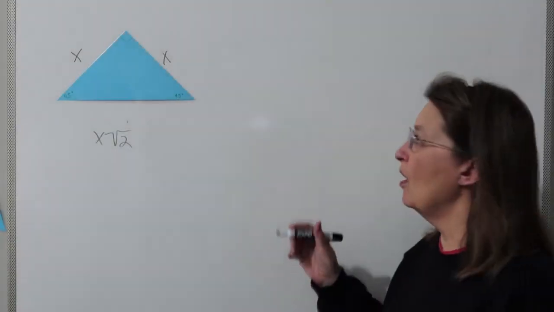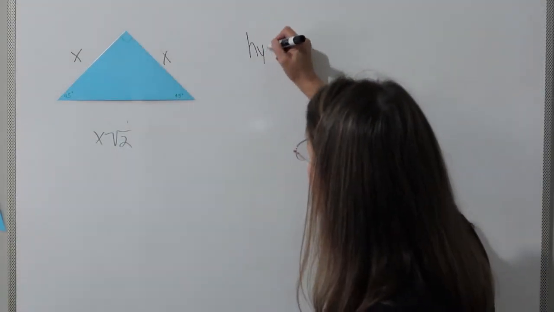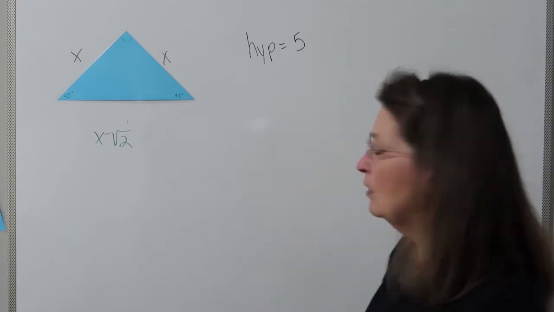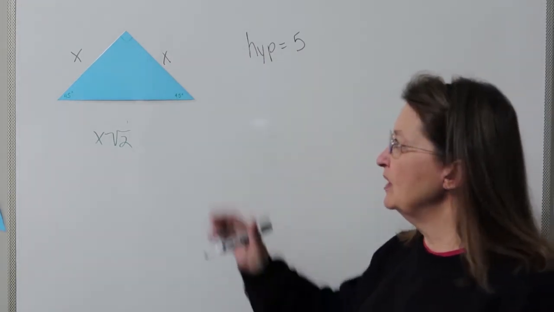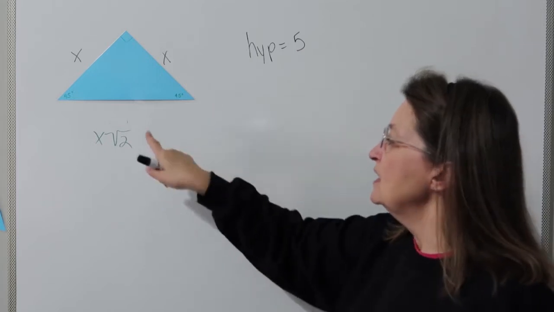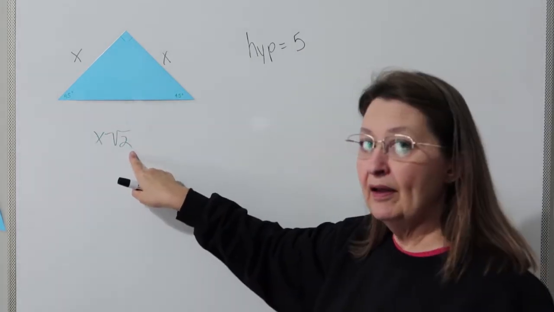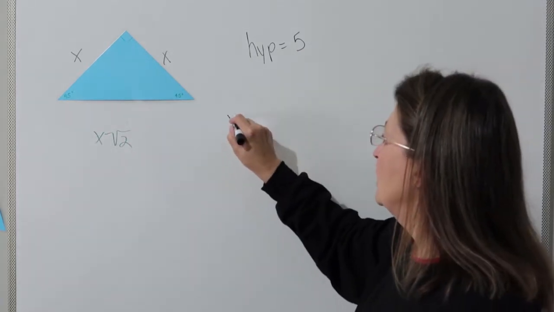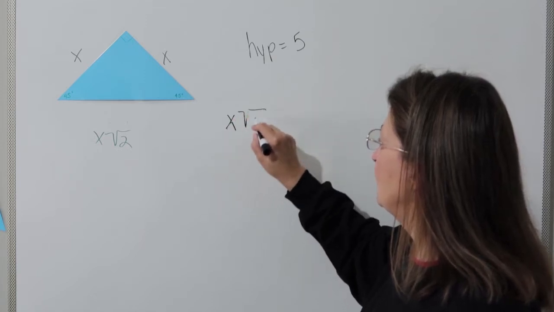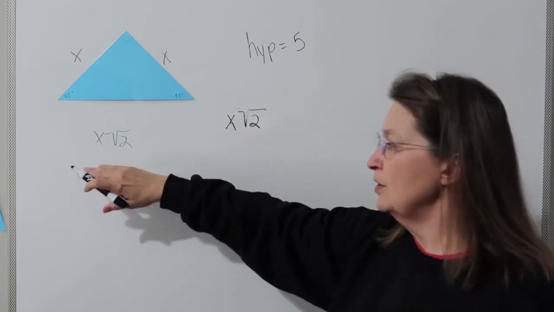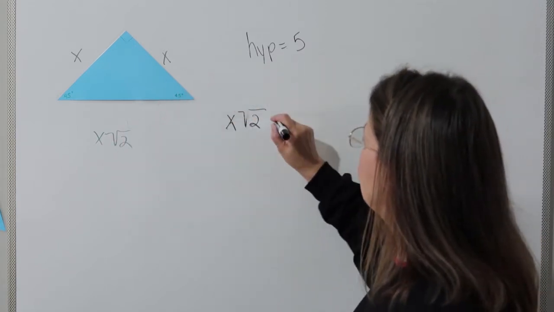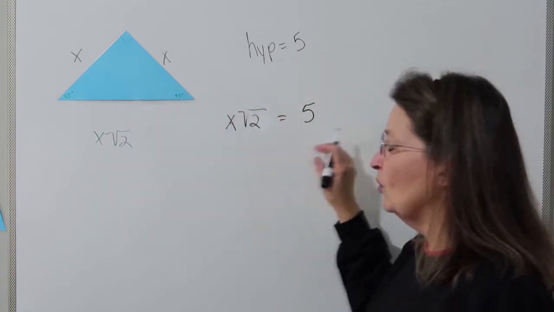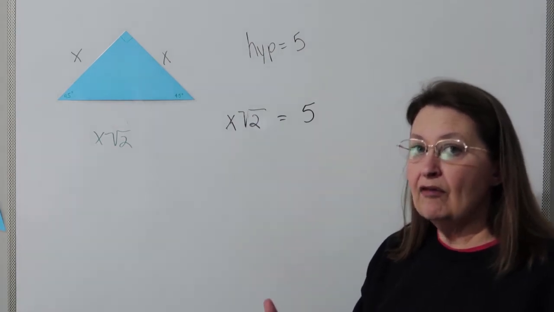Let's say in this problem they told us that the hypotenuse was equal to 5. Now it's a little more complicated because we don't just have an x, but take the formula for the hypotenuse and make an equation. So we're going to do x times the square root of 2, which is the representation of this side, equals whatever number we're told. Now we're going to solve this for x.